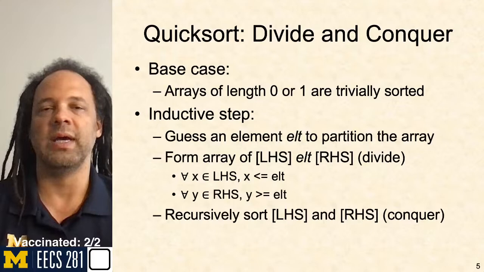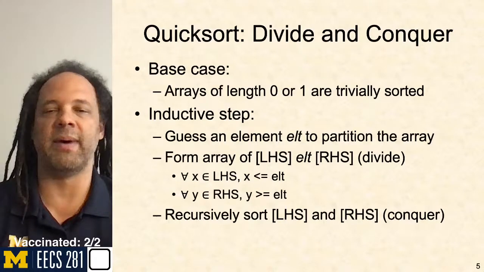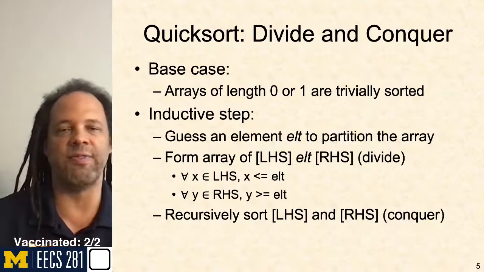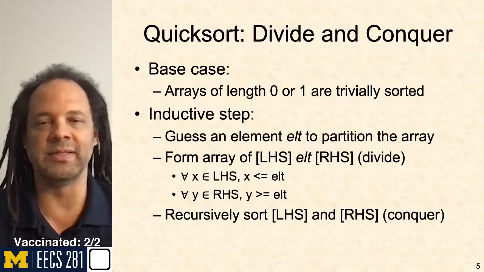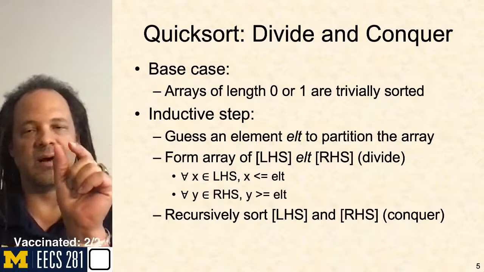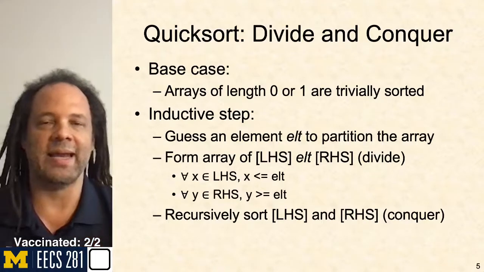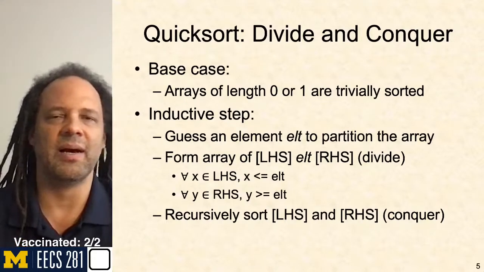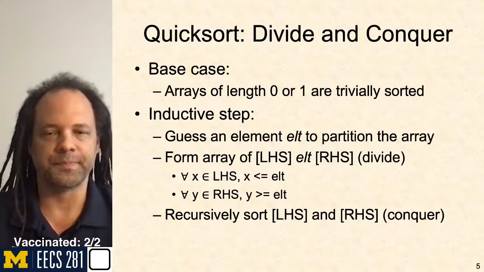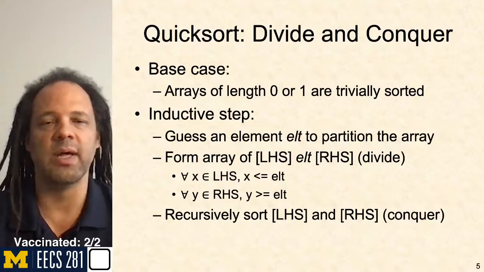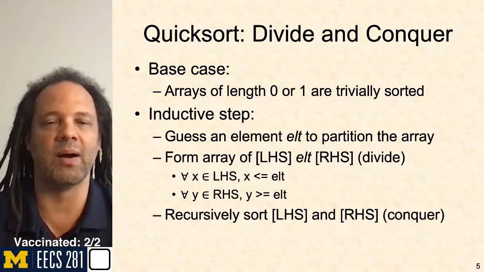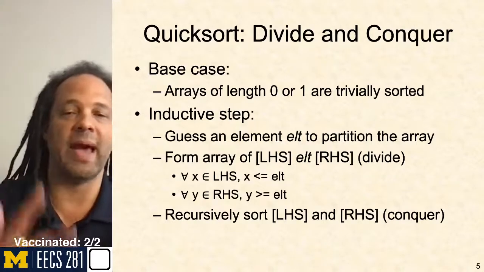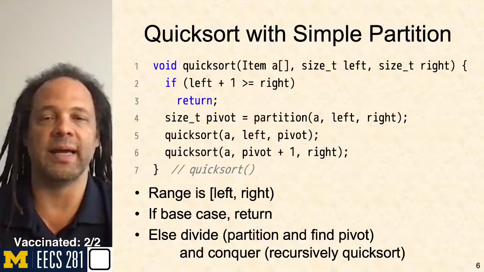Most of the work in Quicksort is done by the partition. So what we do is we form this array that's now left-hand side, all things that are less than the element, and then the element itself, and then the right-hand side. And these are all things that are not less than the element. So that should be greater than or equal to there. Then we can recursively sort those two sides. That's the conquer part. After we've divided it with a partition, then we just conquer it. And that means go back into each one of those and do the same thing again.